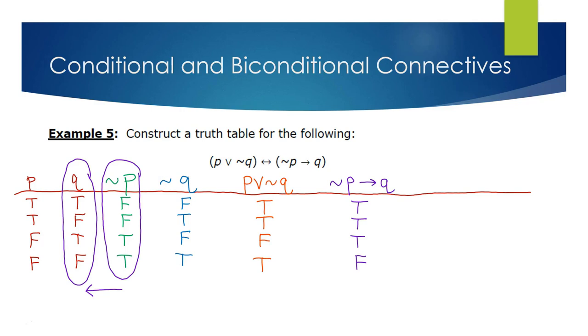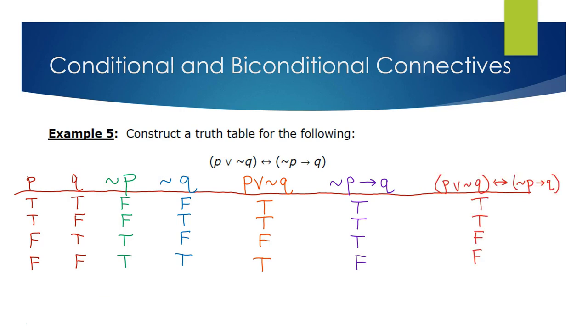So now I have the left-hand side and right-hand side of my biconditional. So now I'm going to see when it's going to be true. And again, for it to be true, either both of these, the orange and purple columns, have to be both true, or they have to be both false. If it's like one true and one false, then it's a false statement. So when I do this one, in the first instance, it's going to be true. In the second two instances, it's going to be false.